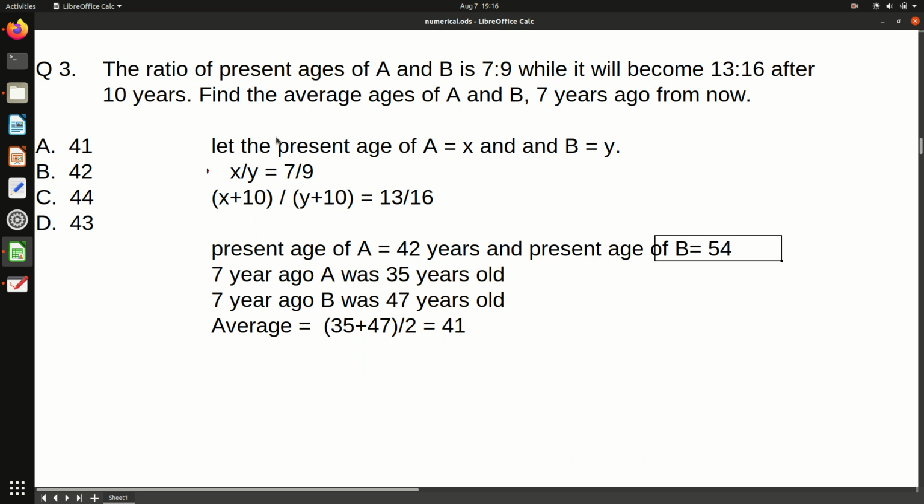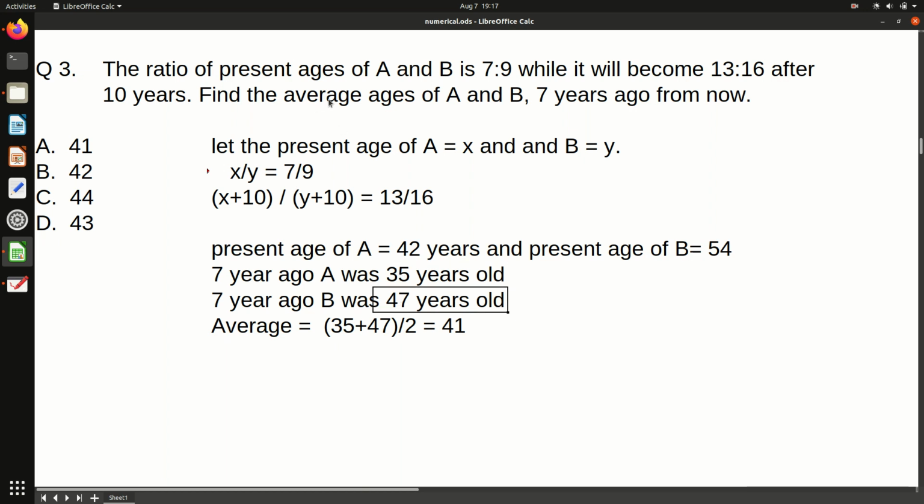Now what we have to do, we have to find the average age of A and B 7 years ago. So this is the present age. So 7 years ago it will be minus 7. So 7 years ago A was 35. So 42 minus 7 we have to do. And similarly B will be 54 minus 7. So A will be 35 and B will be 47.